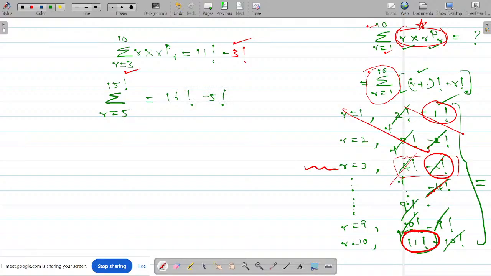This is what you call presence of mind in the exam. Just seeing this term, you should not directly give the answer as 1 factorial. This small thing you can make a note of. Yes, please.